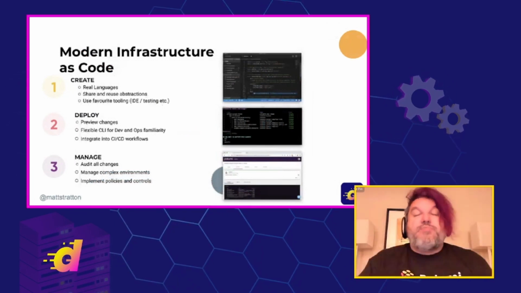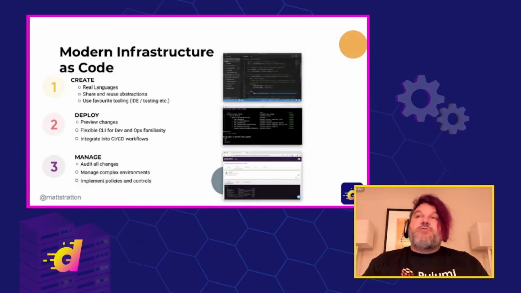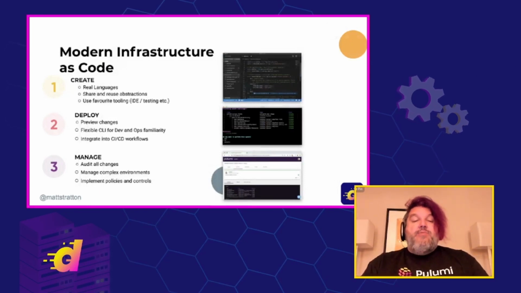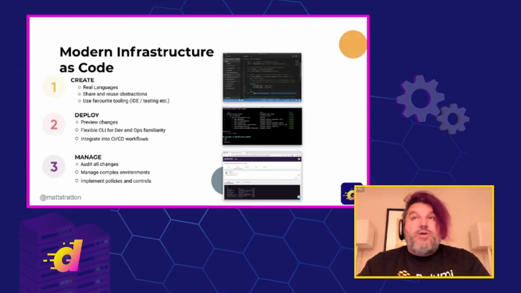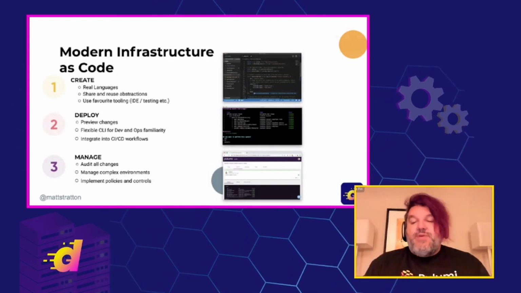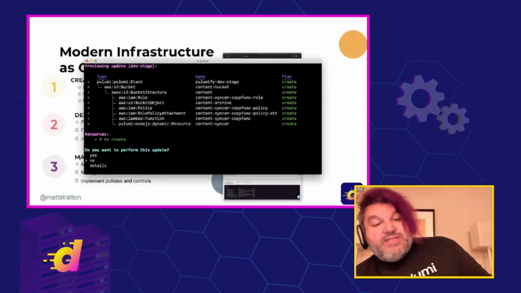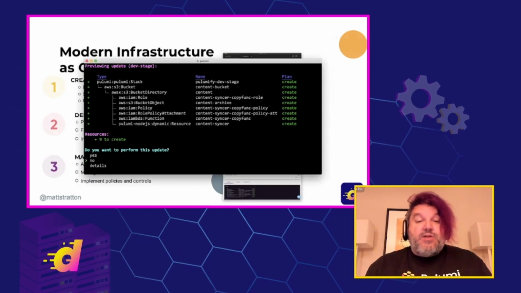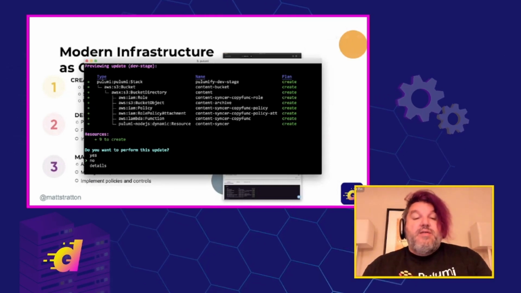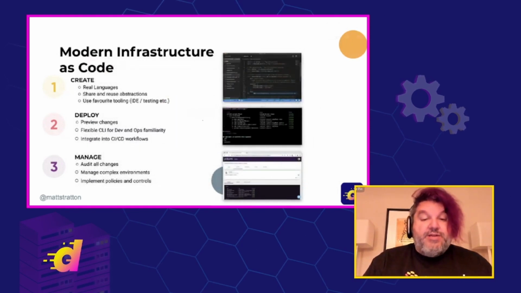And when we think about how we're deploying our infrastructure, we need to be able to preview the changes so we understand what's going to happen. We want to make sure that interface is flexible, depending upon where you're coming from, and really needs to be able to integrate into our CI/CD workflows. So as I'm doing a deployment of this, I'm going to see right here what are the things that my program is going to do? What is it going to change?